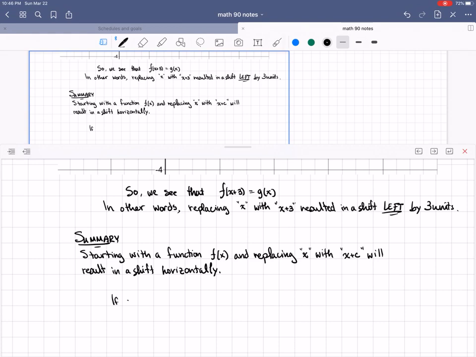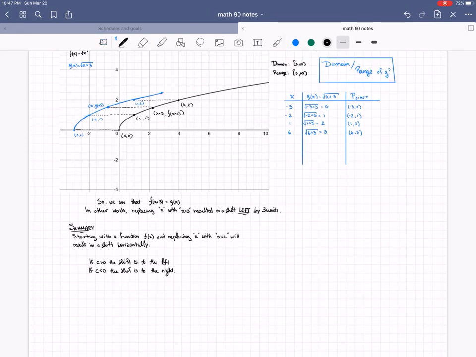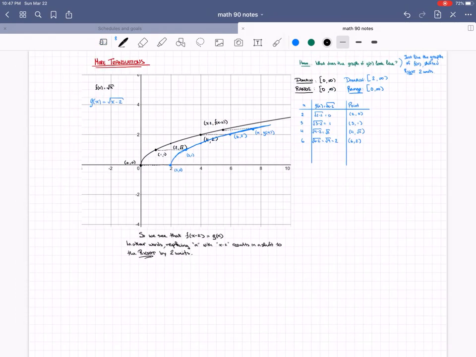If c is greater than 0, the shift is to the left. If c is less than 0, the shift is to the right. So this concludes our second translations lesson. So we talked about horizontal translations in this lesson.